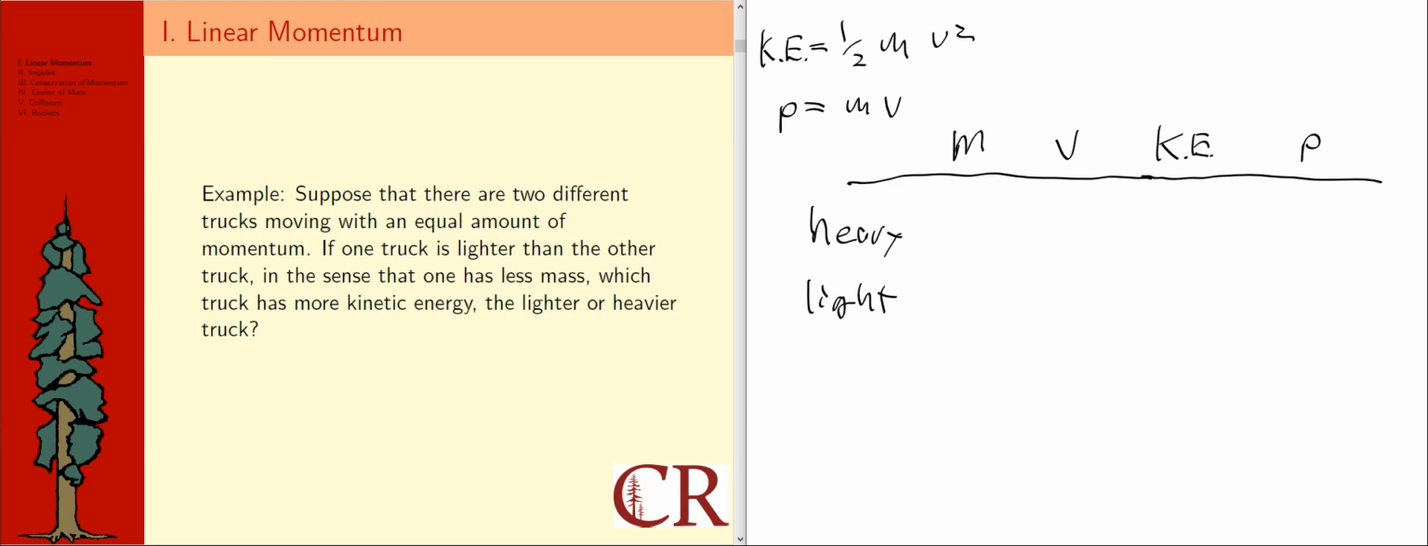So this is a variant of the last question, a little bit different but similar sounding. It says, suppose that there are two different trucks moving with an equal amount of momentum. If one truck is lighter than the other truck in the sense that it has less mass, which truck has more kinetic energy, the lighter or the heavier truck?